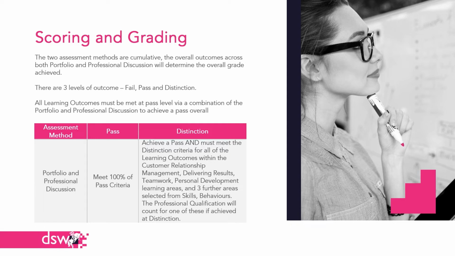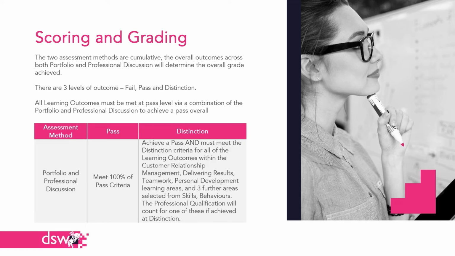To achieve an overall pass, the apprentice must demonstrate competence against 42 pass criteria, or 49 for the team leadership route. To achieve a distinction, in addition to meeting the pass criteria, the apprentice must achieve a distinction in all of the distinction criteria within customer relationship management, delivering results, teamwork and personal development learning areas, and achieve all distinction criteria in 3 further skills and behaviour learning areas. The professional qualification will count as one of these if it was passed at distinction level.